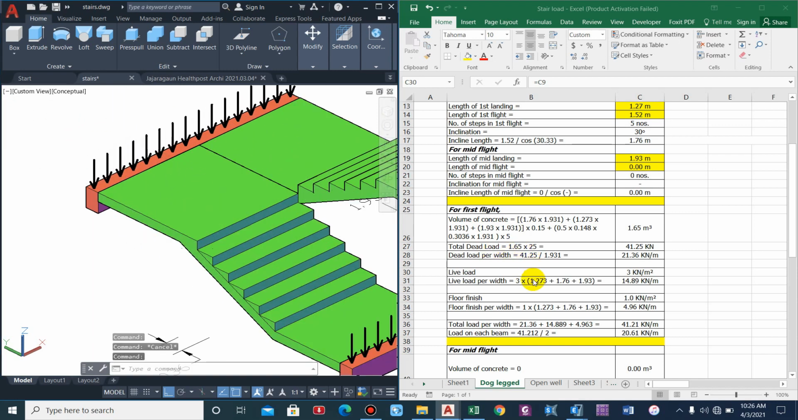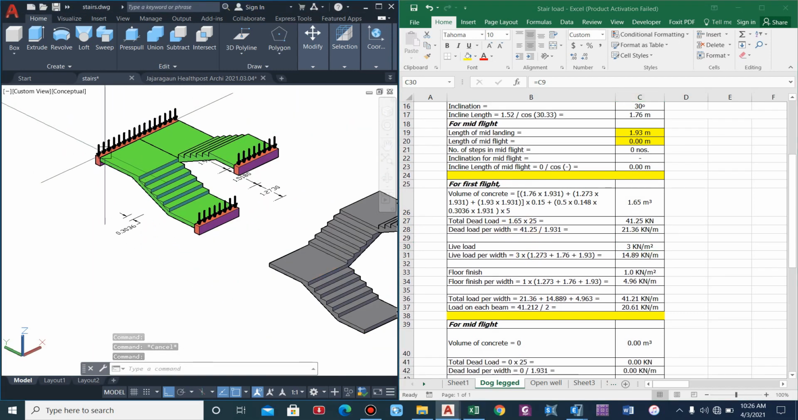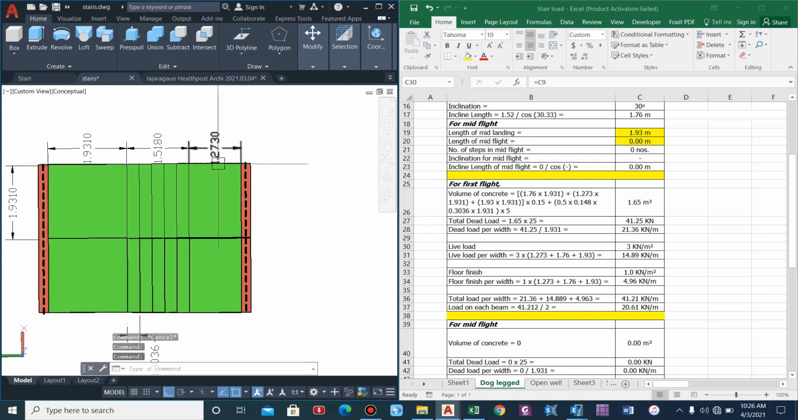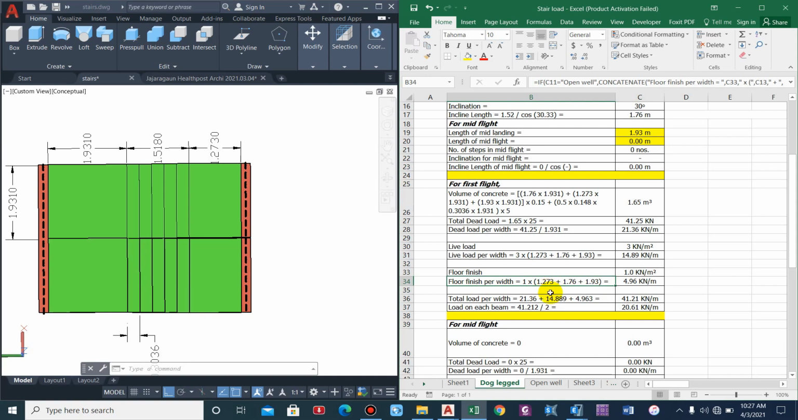So 3 into 1.273 plus 1.76 plus 1.93. So 3 into the length of the section, which comes as 14.89 kilonewton per meter. Floor finish is 1 kilonewton per meter square. Now converting this per width, 1 into the length of the section, and this comes as 4.96 kilonewton per meter.